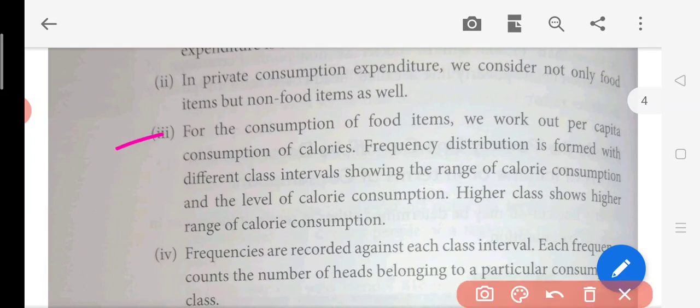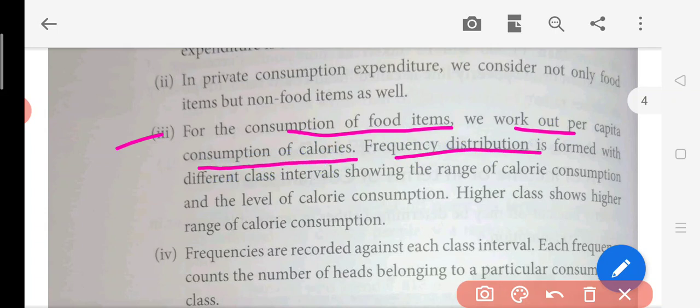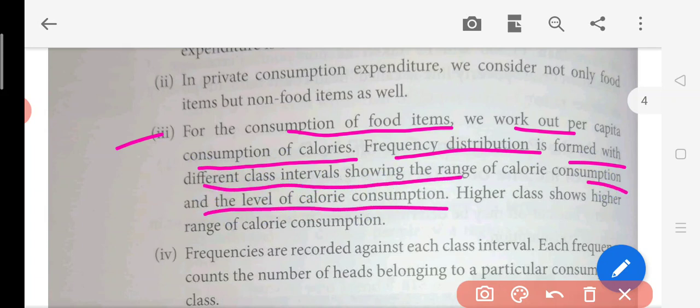Now, the third point, for the consumption of food items, we work out per capita consumption of calories. Now, a frequency distribution is formed with different class intervals showing the range of calorie consumption, and a higher class shows a higher level of calorie consumption. Now, what is calorie consumption? See, if you are not poor, then your calorie consumption is high.